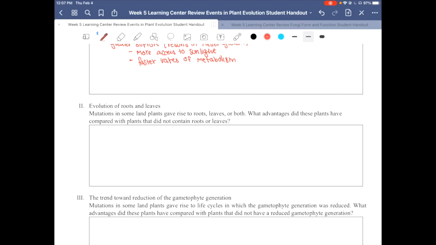Does it increase or decrease surface area? If you have roots, will you have more surface area or less? Yeah, so increased surface area. Great, great job. And this increase in surface area allows them to absorb nutrients faster and more efficiently.